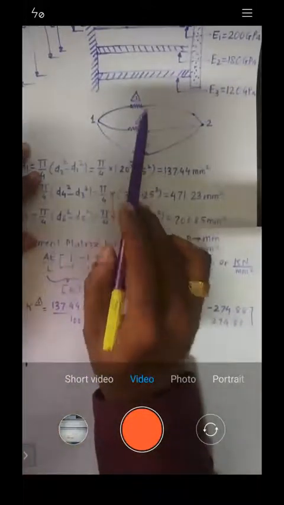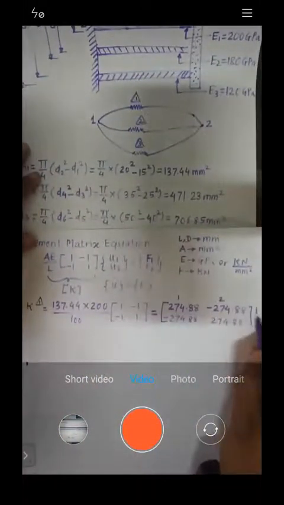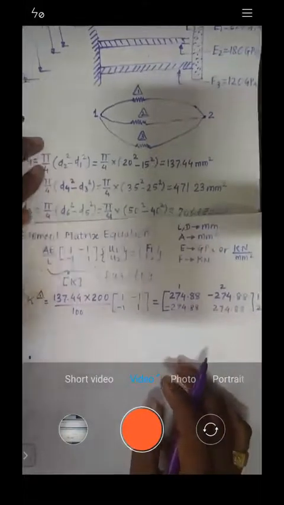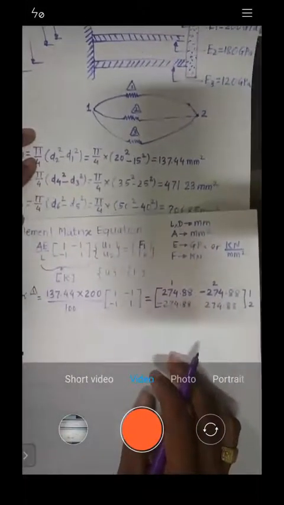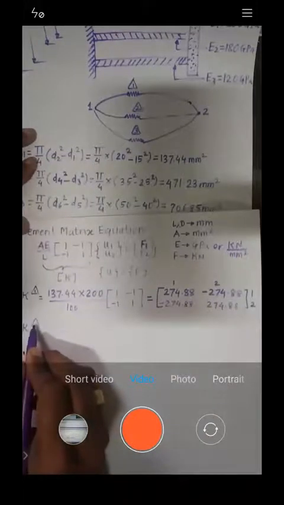See about element number 1. If you see any element, either 1 or 2 or 3, it is between the same node 1 and 2. So just write down 1, 2, 1, 2. Is it okay? Clear? Now go for stiffness matrix of element number 2.